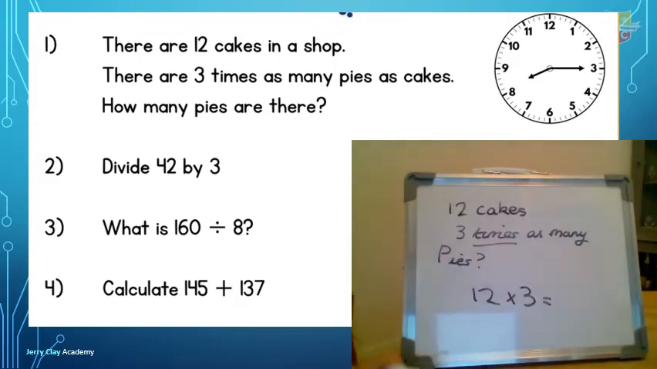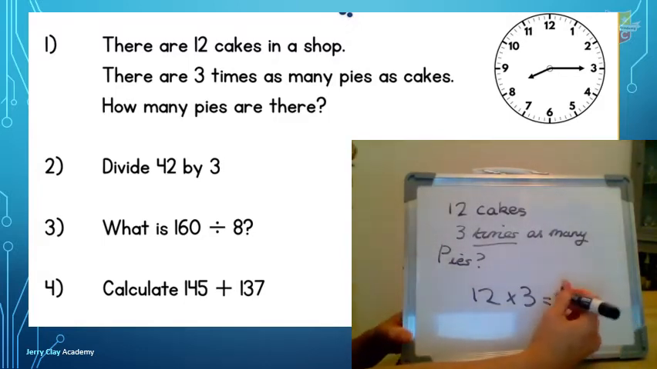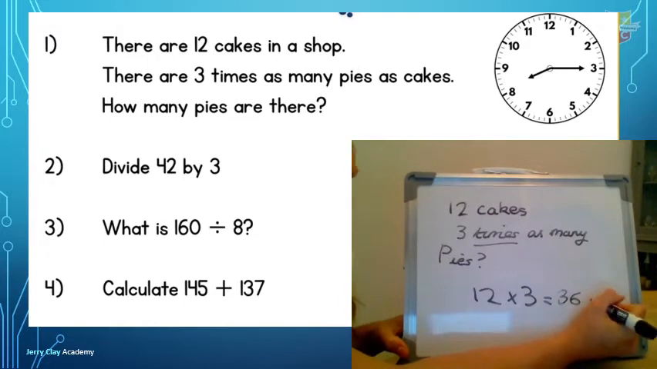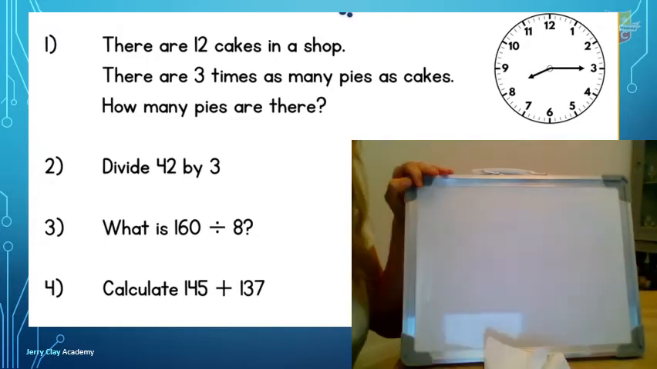If I do 10 times 3, I know is 30. Add 3 is 33. Add another 3. So 12 times 3 is 36. So you should have said that there was 36 pies in the shop.